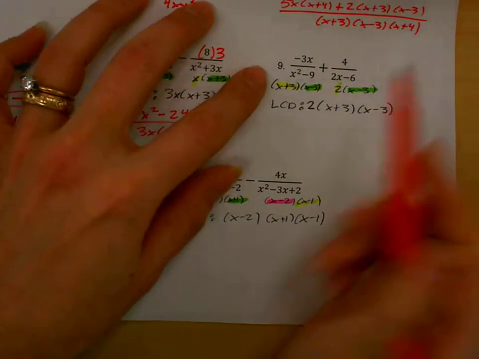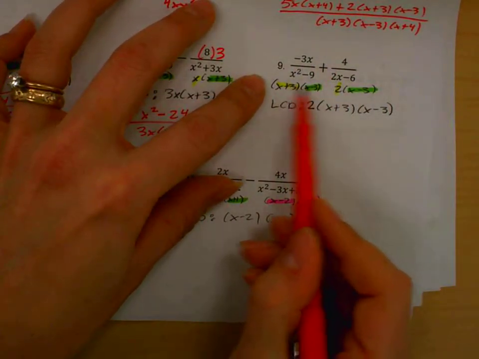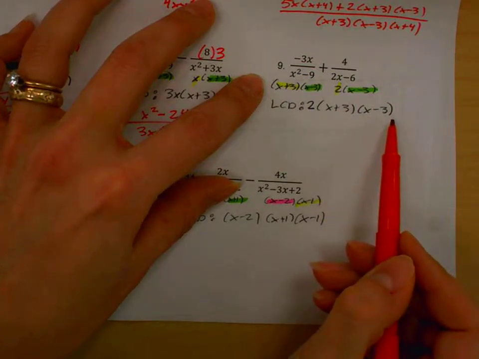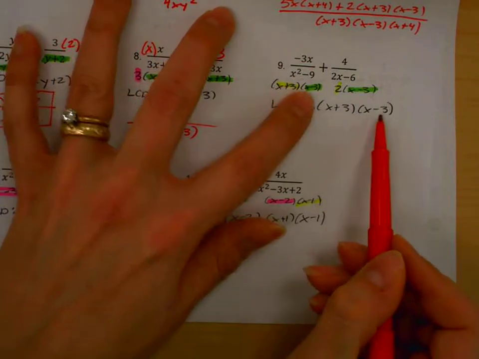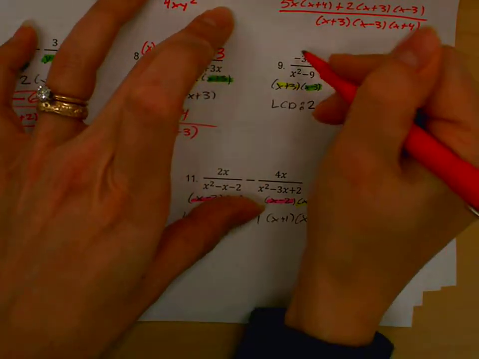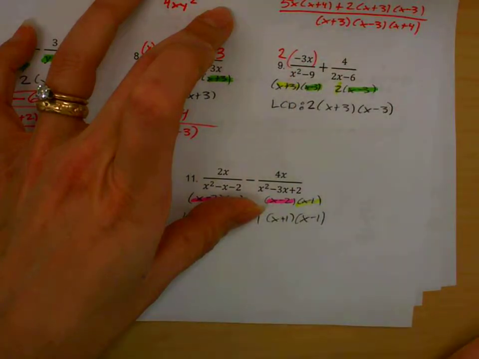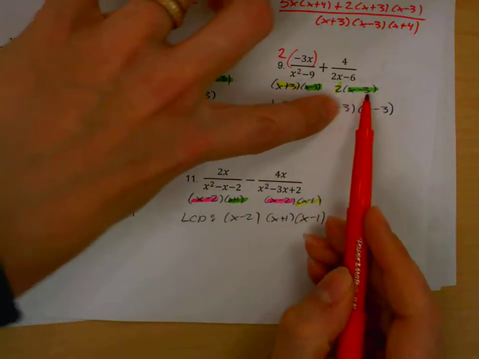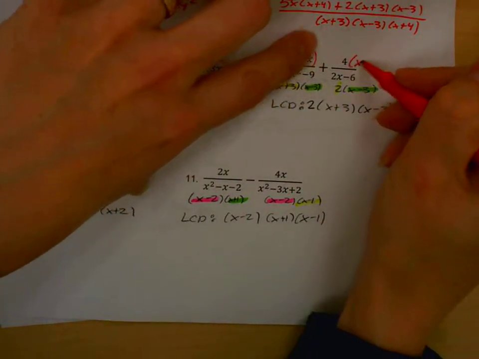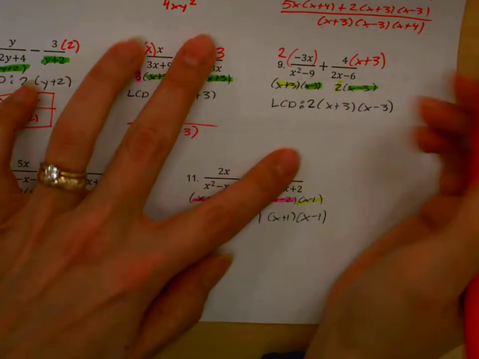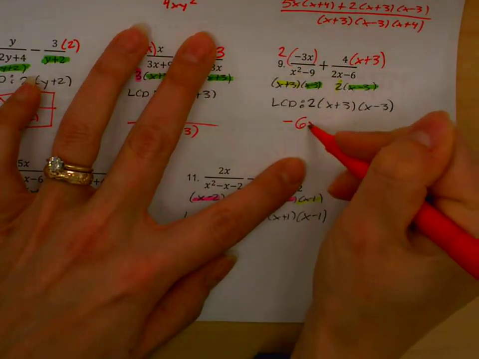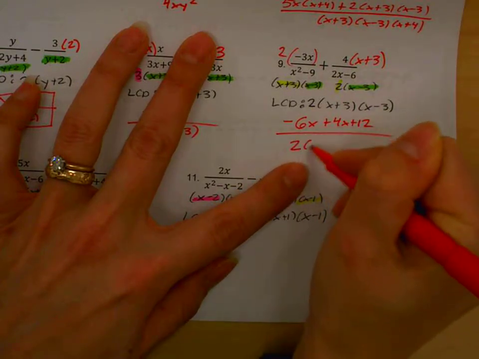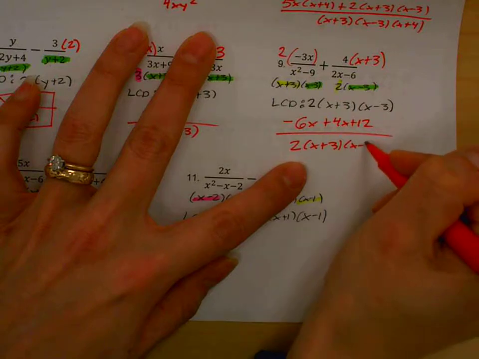Number 9, look at your first fraction. Take a look at what you have on the bottom. Take a look at your least common denominator. What am I missing? Well, I have the x plus 3. I have the x minus 3. I'm missing the 2. So this gets multiplied by the 2. The second one here, what am I missing? I have the 2, I have the x minus 3, I'm missing the x plus 3. So now I multiply negative 6x plus 4x plus 12 over the least common denominator. And again, this one's not quite done yet.